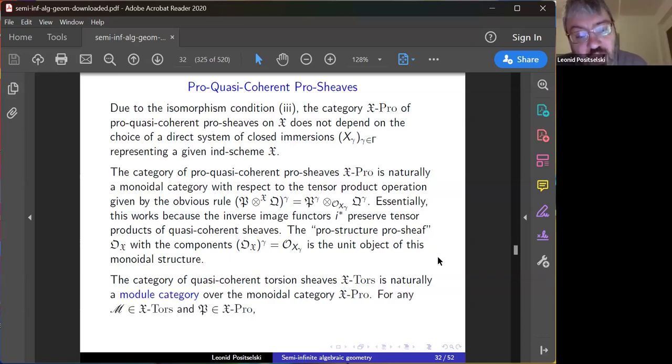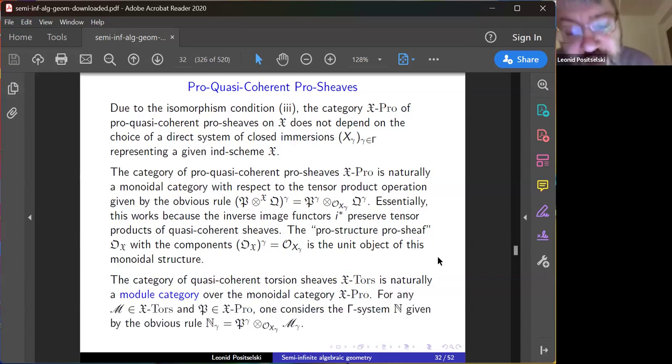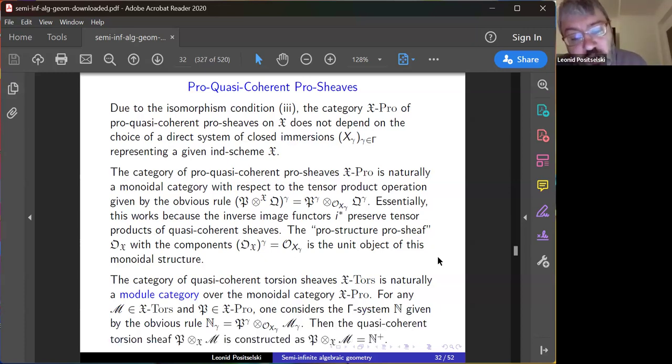For any M in X-tors and P in X-pro, consider the gamma-system of tensor products. Then the tensor product quasi-coherent torsion sheaf is constructed as the sheafification. So if the gamma-system N gamma is given as the gamma-system of tensor products, then one needs to take N plus to construct the torsion sheaf of tensor product.